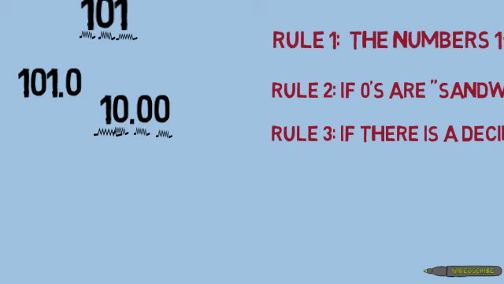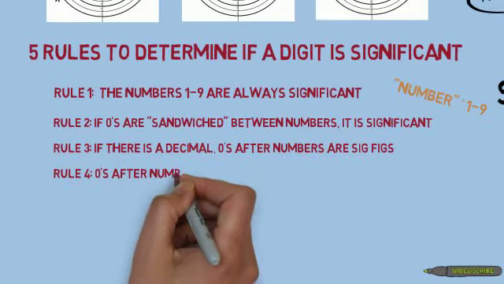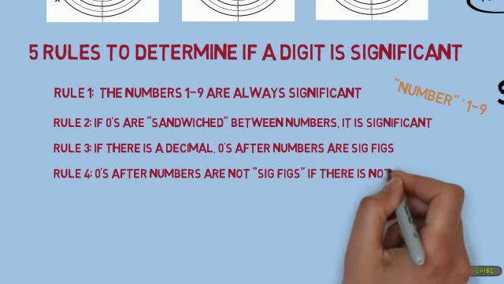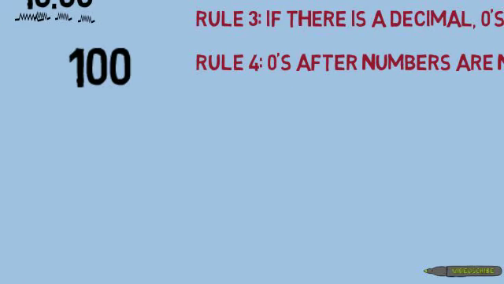101.0 has 4 significant figures, since the first 0 is sandwiched, and the last 0 is significant since there's a decimal stated. Rule number 4. Zeros after the last number are not significant if there isn't a decimal explicitly stated. The number 100 has only one significant figure, the number 1. Since there isn't a decimal, the zeros after the 1 are not significant.